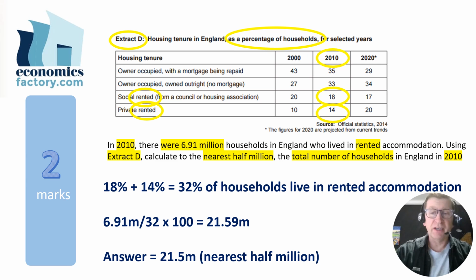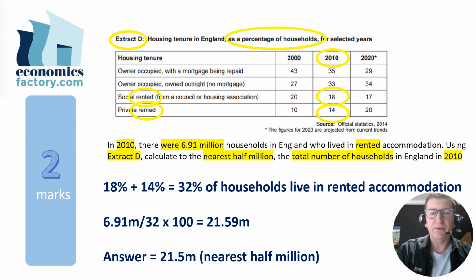What you're then going to do is go into the chart and highlight that too. So you'll see here that I've highlighted extract D. That's great. We now know we're working with the right chart because that agrees with what we highlighted in the question. I've highlighted as a percentage of households because that's significant in the title. And I know from highlighting the question that we're looking for households in rented accommodation. So you can see that I've highlighted rented in those bottom 2 rows of the table. And I'm looking for 2010 as well, so I've highlighted the 2010 column of the table.